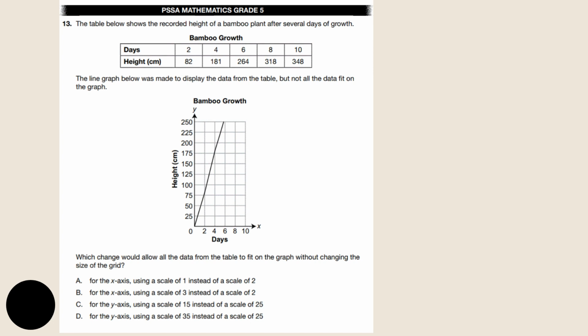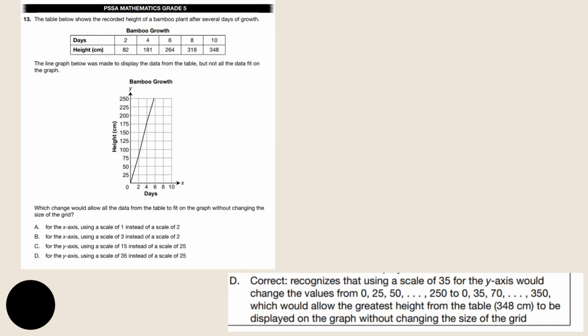13. The table below shows the recorded height of a bamboo plant after several days of growth. So here you see the days and height. The line graph below was made to display the data from the table, but not all the data fit on the graph. Here you see height, date, and bamboo growth. Which change would allow all the data from the table to fit on the graph without changing the size of the grid? So what's the correct answer, guys?